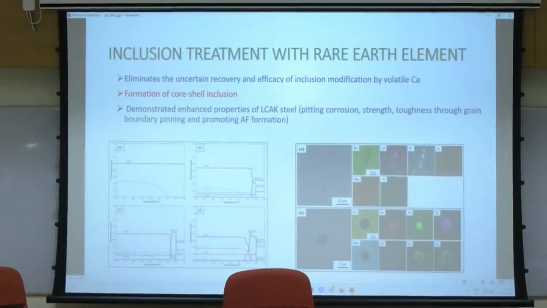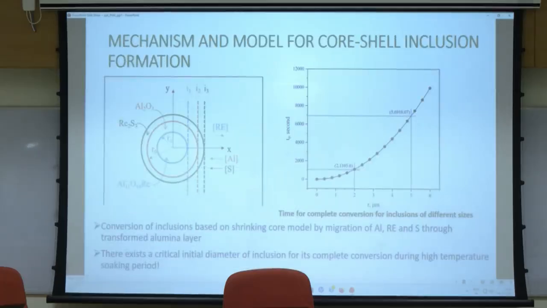And recently one of my PhD students also did inclusion modification using rare earth elements. Just 3 more minutes. Okay, okay. So with the rare earth element, we have also got a core shell inclusion, here you can find. And then basically we have defined one model by which we can explain why this core shell inclusion forms.